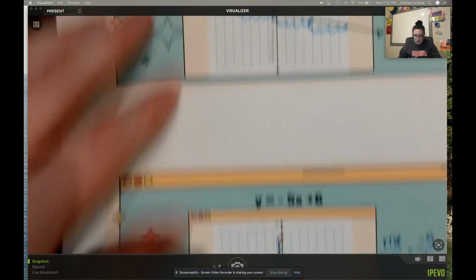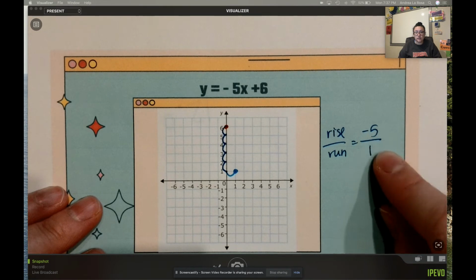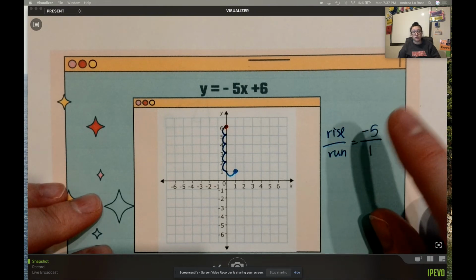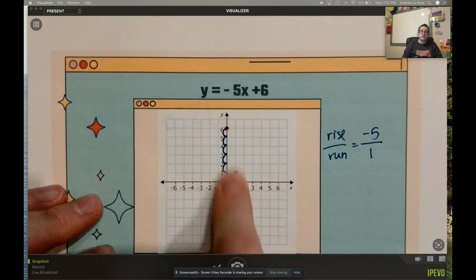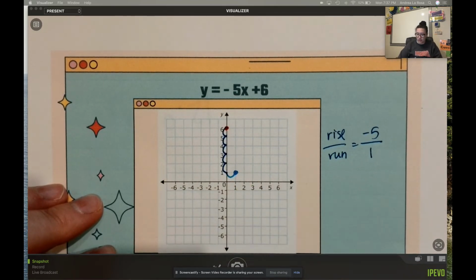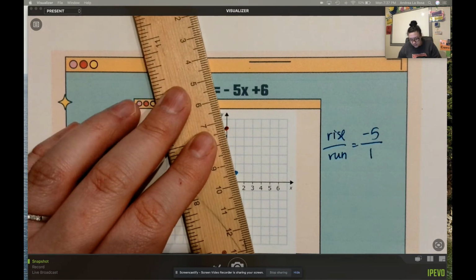And then this last one, remember you've got to turn it into a fraction. To turn any number into a fraction, put it over 1. So my slope is -5. I go down 5 to the right 1, connect my dots.